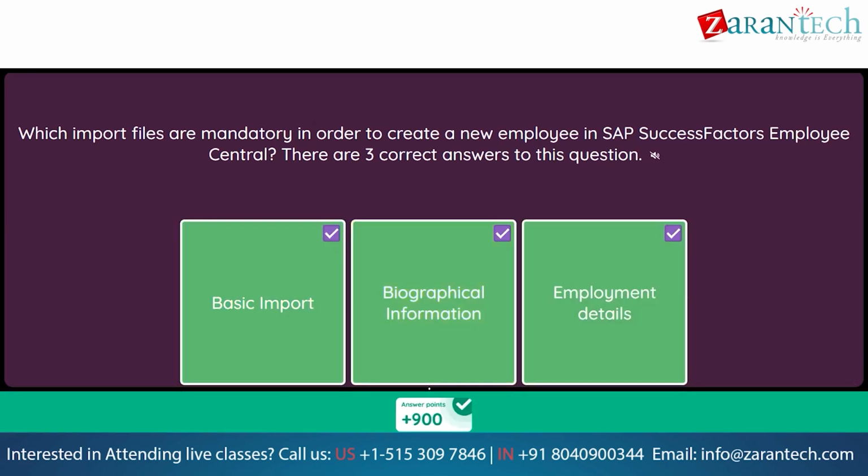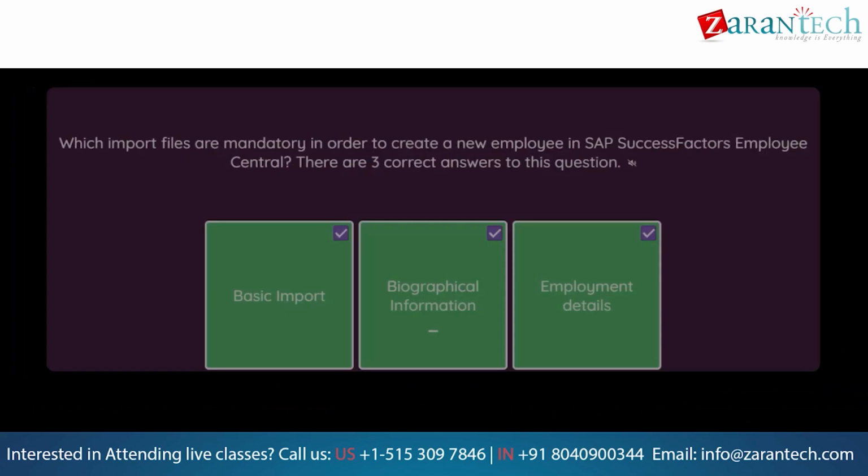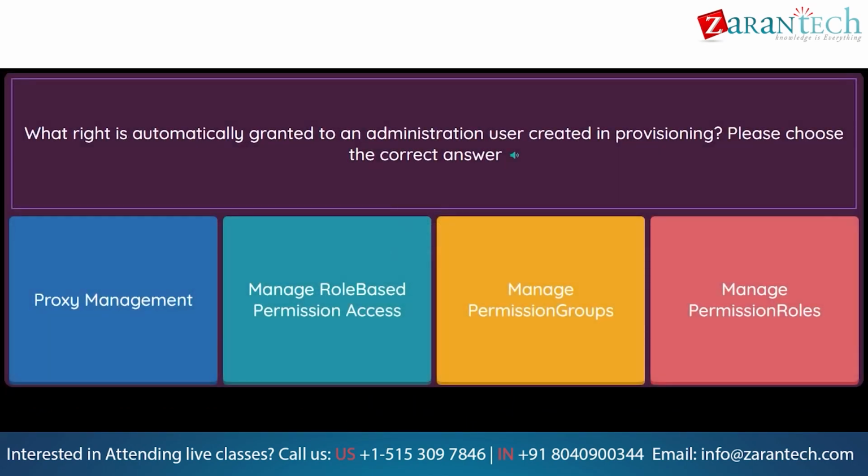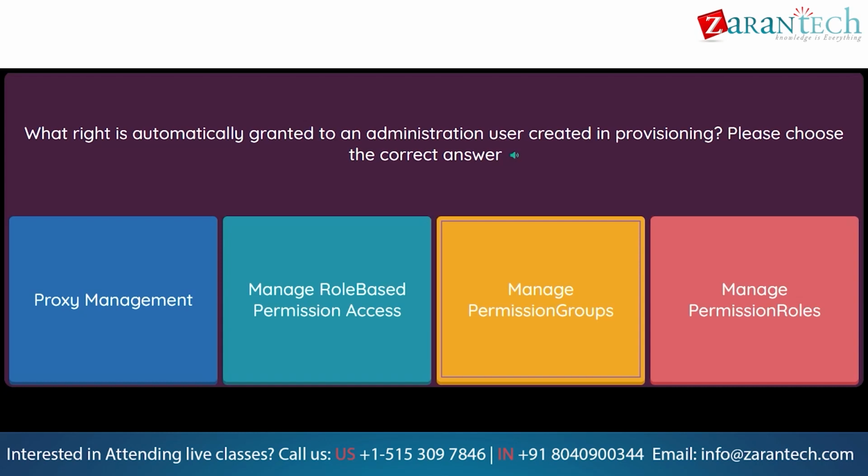Question: What right is automatically granted to an administration user created in provisioning? Please choose the correct answer. Option 1 Proxy Management. Option 2 Manage Role-Based Permission Access. Option 3 Manage Permission Groups. Option 4 Manage Permission Roles.